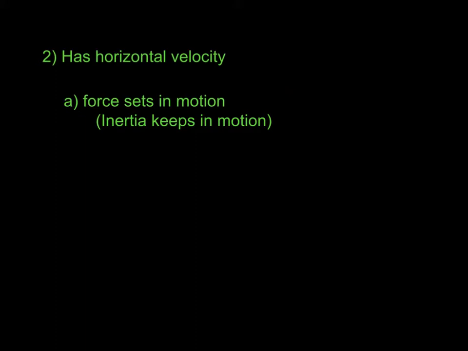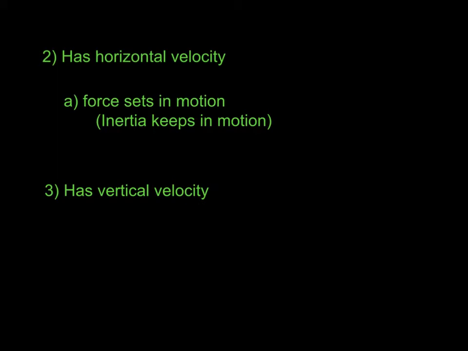The next thing we need to know about projectiles is that all projectiles have some horizontal velocity. This is the velocity that carries them in the outward direction, away from the table or away from your hand. A projectile gets its horizontal velocity from a force that sets it in motion. Maybe you push the ball off the table or you throw the baseball. But once the object leaves your hand, the force is over, and what keeps the object in motion is inertia.